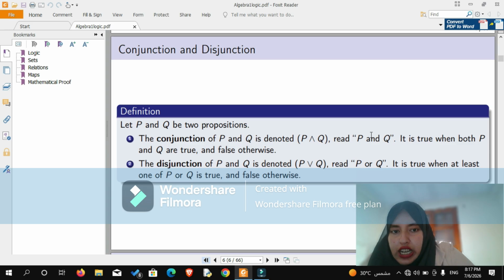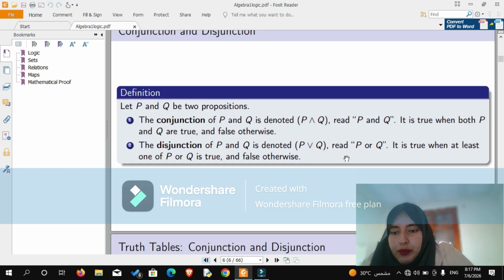There is the conjunction and disjunction. Conjunction is P and Q. Disjunction is P or Q. We denote and with this symbol and or with this symbol. P and Q is true when both P and Q are true. Otherwise, it is false.